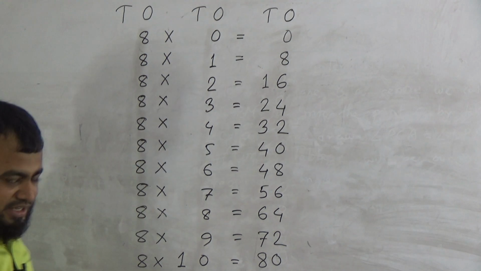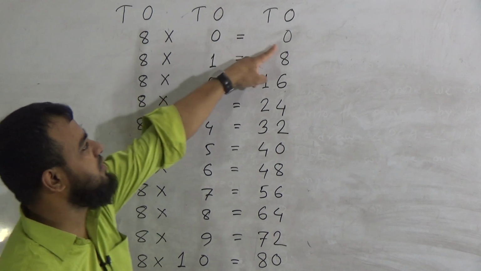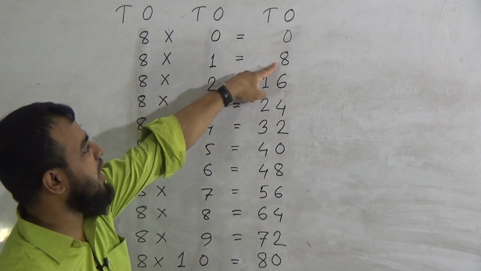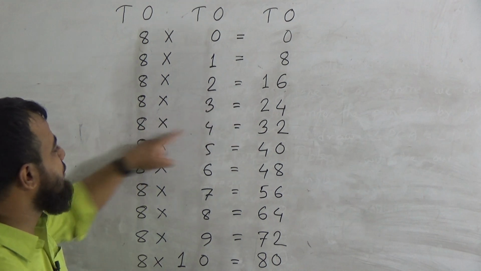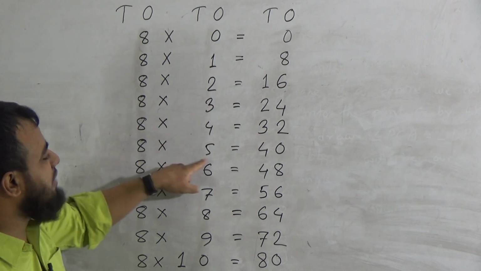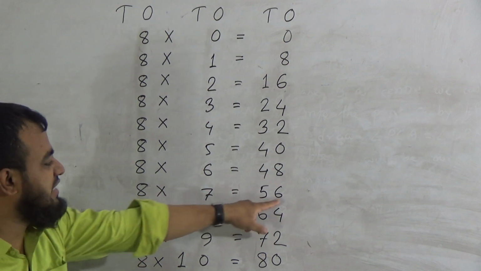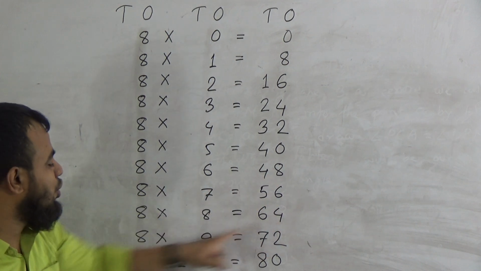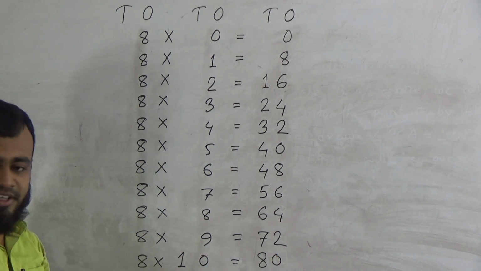Now I am repeating again. To memorize the times table, you should say like this: 8 zeros are 0, 8 ones are 8, 8 twos are 16, 8 threes are 24, 8 fours are 32, 8 fives are 40, 8 sixes are 48, 8 sevens are 56, 8 eights are 64, 8 nines are 72 and 8 tens are 80. Like this you should memorize.